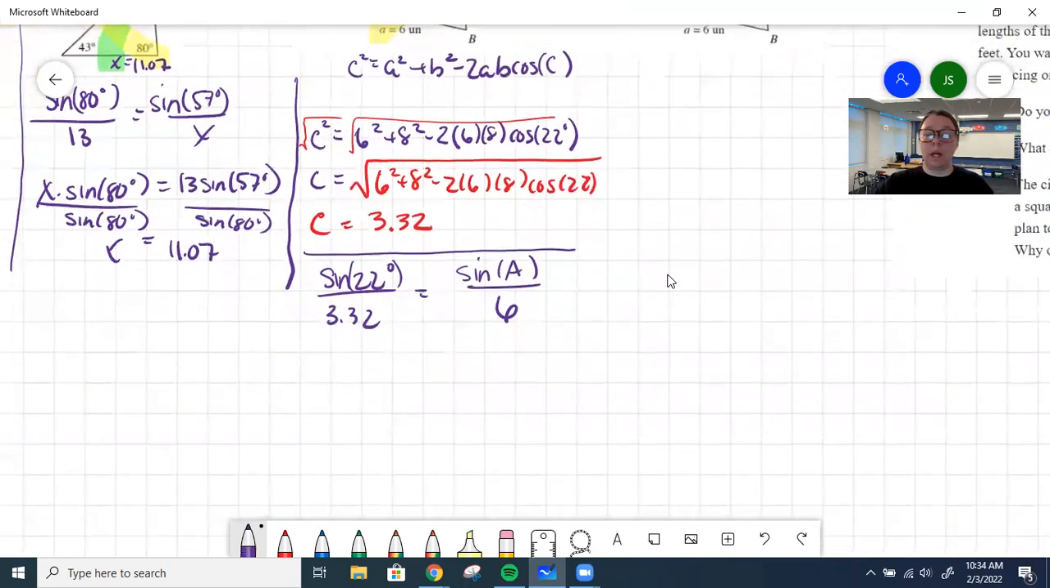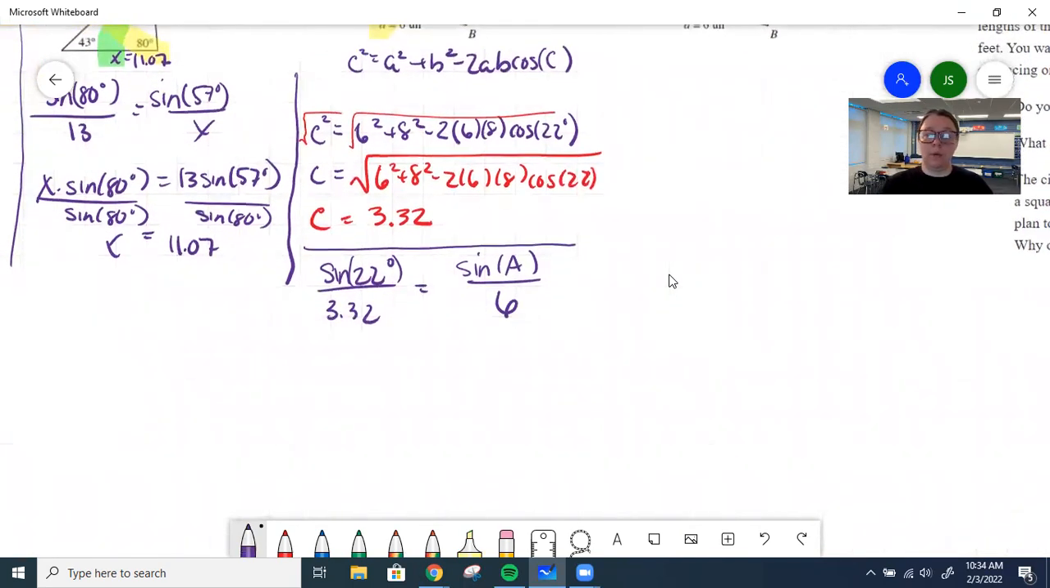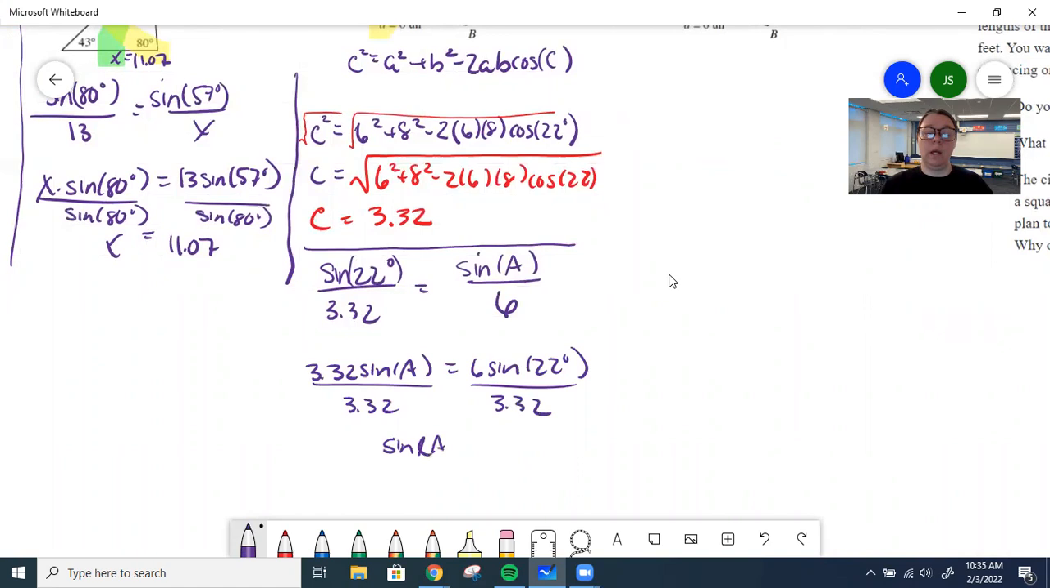All right, so I will start out by doing the same thing where I multiply the diagonals and set them equal to each other. And then I will divide off this 3.32. And then I will have the sine of A equals this. I'm just going to write it down for right now. Before I put it into my calculator, I don't want to put it into my calculator and round it because I have to do something else to get my answer.